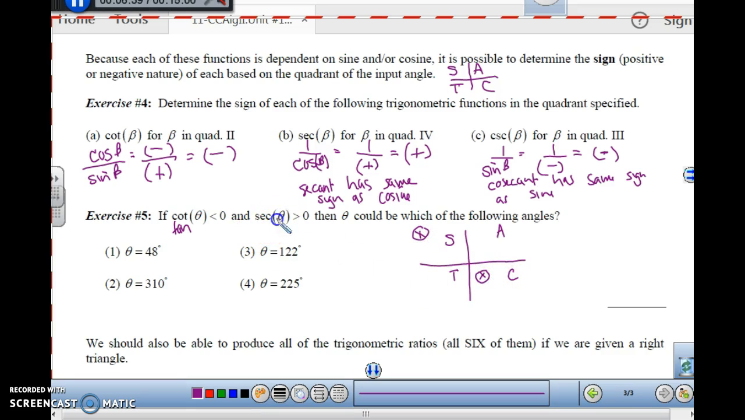Okay, secant would be the same signs as cosine. Cosine greater than 0 means cosine is positive in the first quadrant and here. So where does it work for both of them? It would have to be the fourth quadrant. So which one of these angles falls in the fourth quadrant? Well, it would be number 2. So there we go.